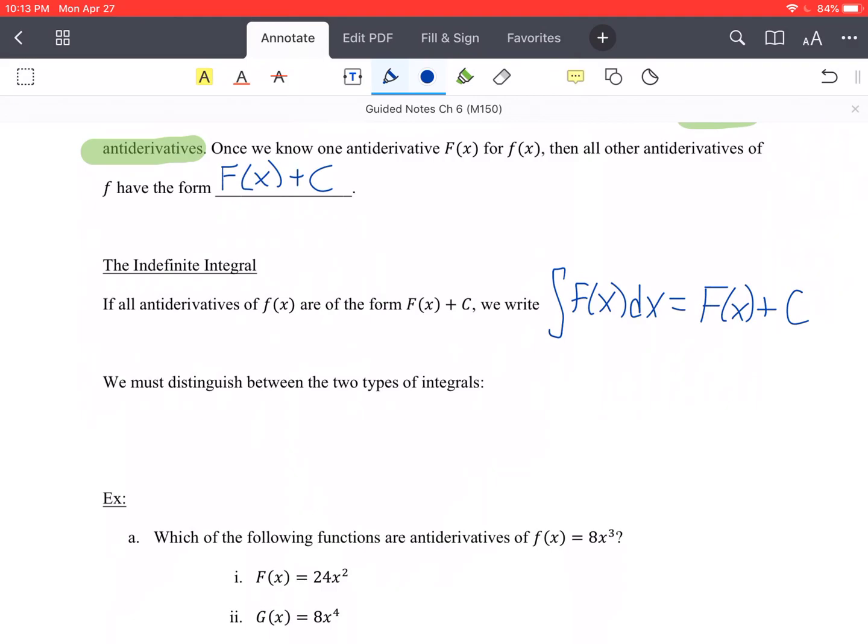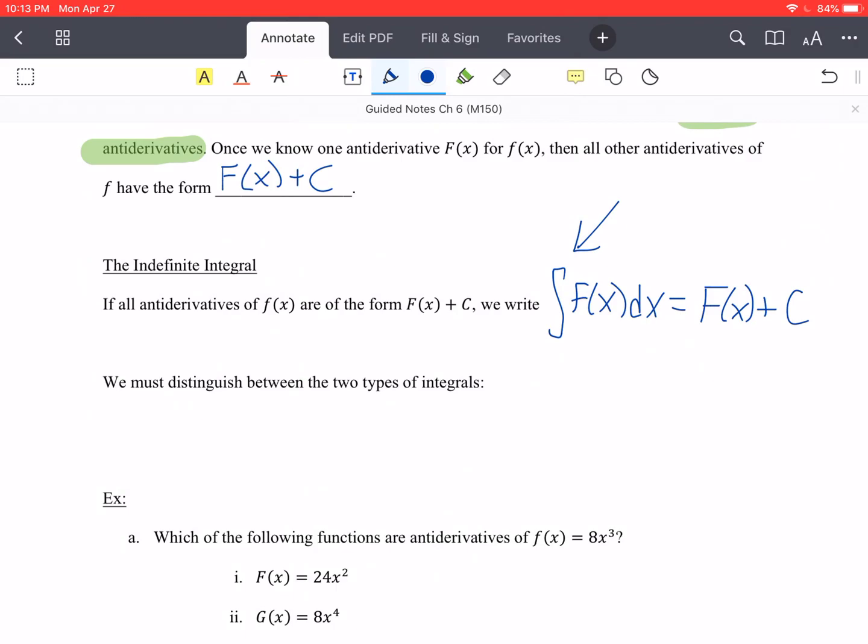So what is this telling us? It's saying that if you compute an indefinite integral, all you're doing is taking an antiderivative. This notation is just telling us to take an antiderivative, and that's pretty much all there is to that.